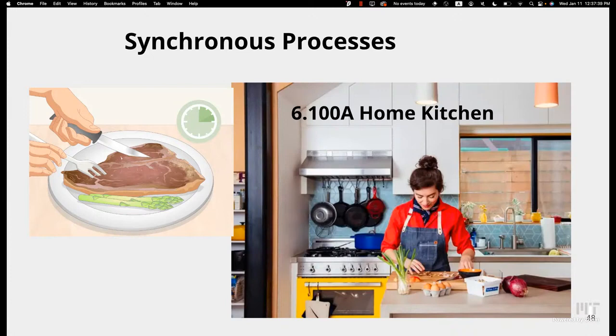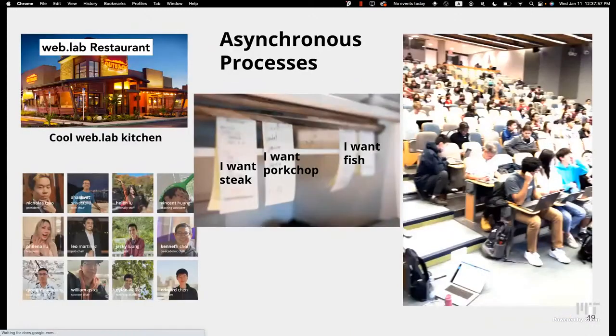This is like if you were working in the home kitchen and you wanted to make steak yourself, you're going to have to do everything one step at a time and then actually cook it. So you're one thing trying to do all these things. And you're your own client, making food for yourself. But for Web Lab, we need something more advanced, which is an asynchronous process. So we have the Web Lab restaurant staffed by all these cool people and all of you who are going to go to the restaurant. And you're going to submit a bunch of orders to the restaurant.